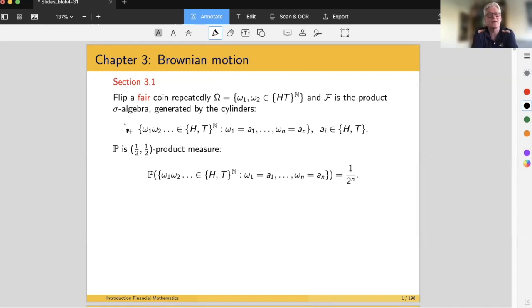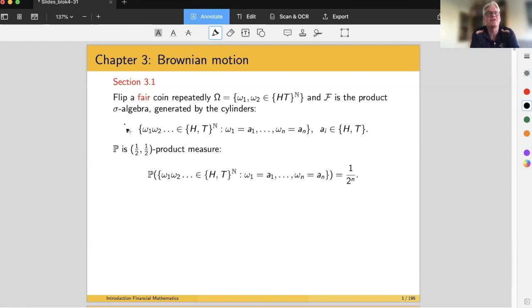These look like this: omega 1, omega 2, up to omega n. They are all head or tail, with omega 1 equal to a1, etc., omega n being an, and each ai is either head or tail. So you look at all sequences so that the first one is, for example, classified as a head, and so on. These are all specified ahead of time, and anytime we want to prove something, it's enough to look at sets like this.